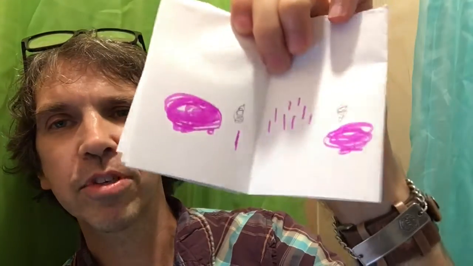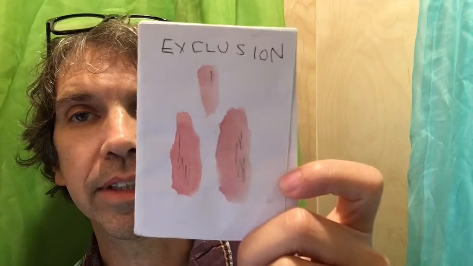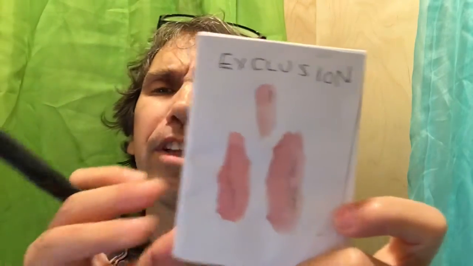Again, these are abstract, so it's not exactly a bus and a person waiting for the bus and a cloud, but it kind of is also, and you can be as literal as you want or as abstract as you want. A previous version I did that I show sometimes is called Exclusion, and it's got three different characters, or three different shapes that sort of represent people, I guess.